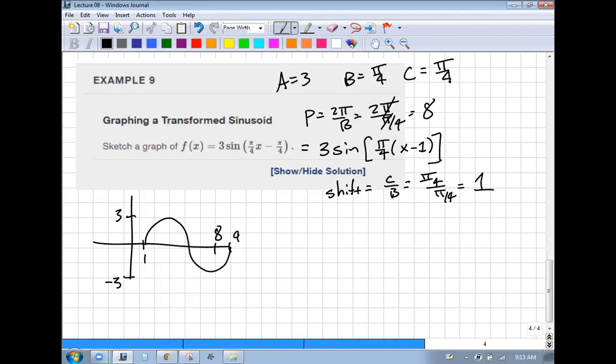So instead of being between 0 and 8, it's between 1 and 9, and then keeps going.